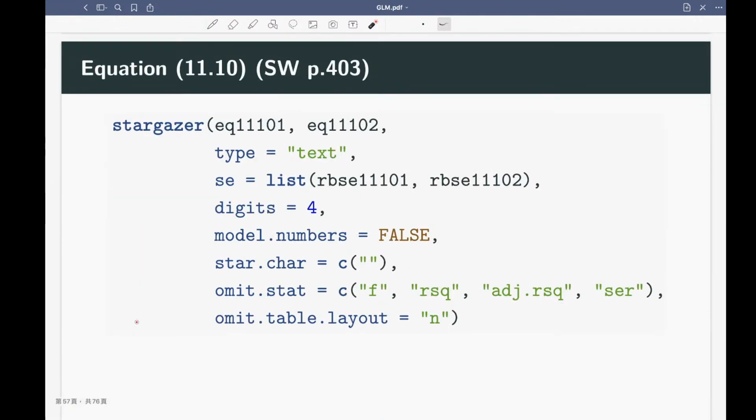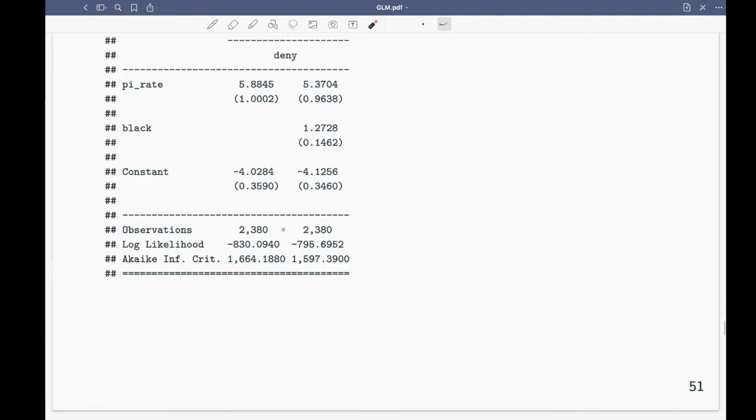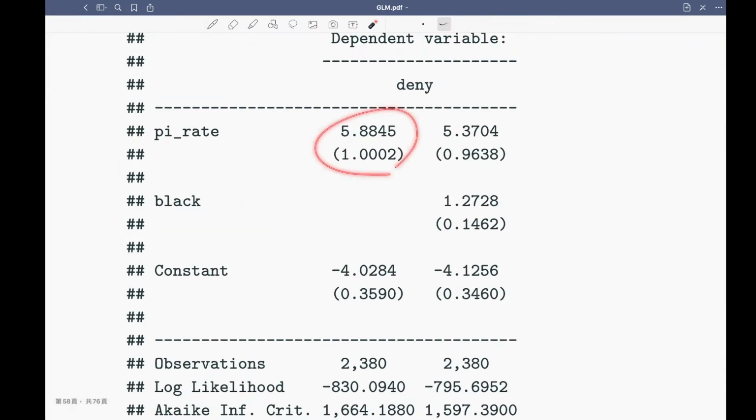And then we export the two models in one table, using stargazer: one regressor, two regressors, with the robust standard error. Okay, so here we can see this result. This coefficient is significant. This and this are also significant.